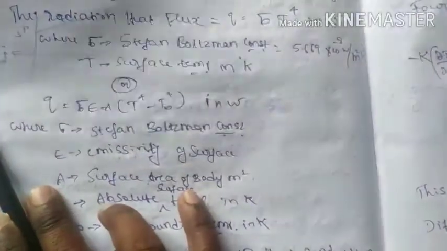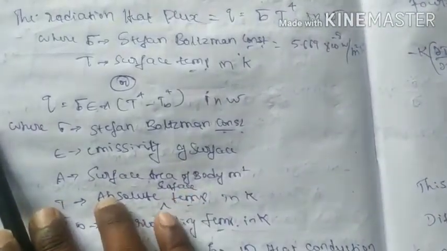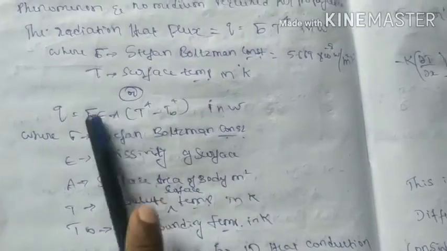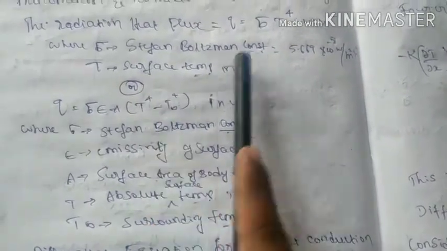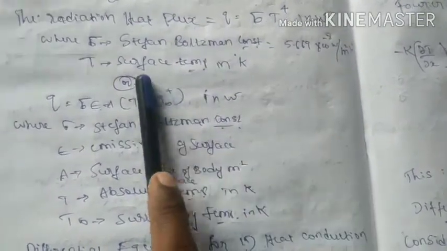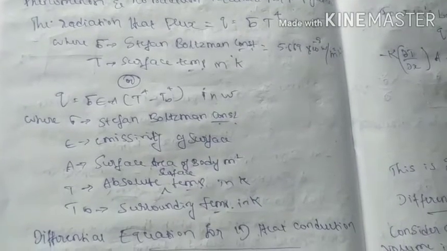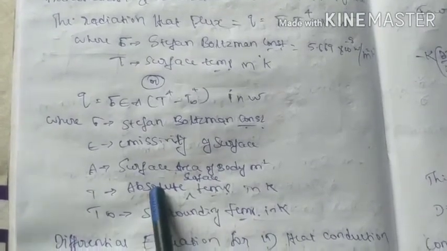where sigma is again the Stefan-Boltzmann constant and epsilon is nothing but the emissivity of the surface, and A is nothing but the surface area of the body in meter square, and T is the absolute surface temperature and T infinity is the surrounding temperature. So using these two equations, we can find how much heat flux or heat transfer is going to take place based on the radiation mode. This mode of transfer is one of the very basic concepts and is very important.